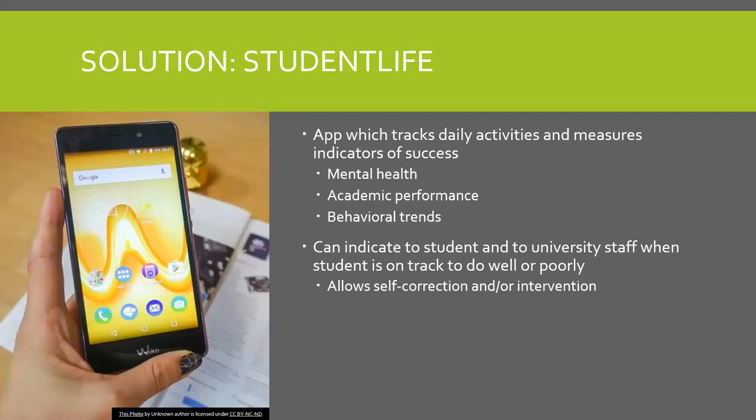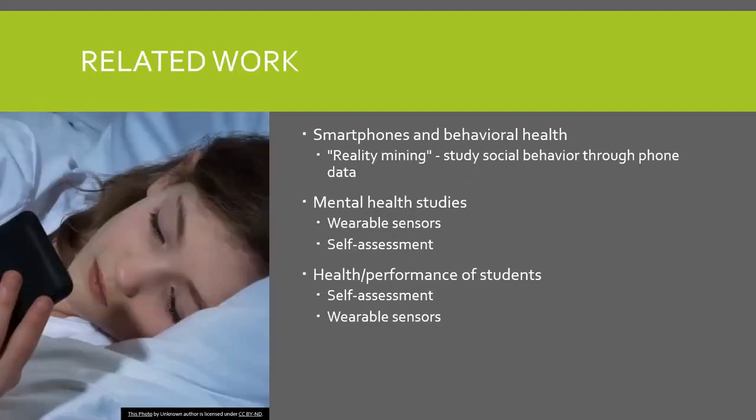It's an app which tracks your daily activities and measures them as indicators of success. It measures things like mental health, academic performance, and behavioral trends, which are the things that they're looking for in the paper. This can indicate to a student and to university staff when the student is on track to do well or when they're doing poorly and maybe the student either needs to self-correct or the faculty needs to intervene.